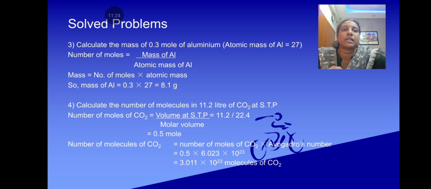Fourth question: calculate the number of molecules in 11.2 liters of carbon dioxide at STP. The number of moles of carbon dioxide is equal to the volume at STP divided by the molar volume, which is equal to 0.5 mole. Then the number of molecules of carbon dioxide is equal to the number of moles of carbon dioxide into Avogadro's number. That is 0.5 into 6.023 into 10 raised to 23, which gives the final answer 3.011 into 10 raised to 23 molecules of carbon dioxide. So this is the answer.